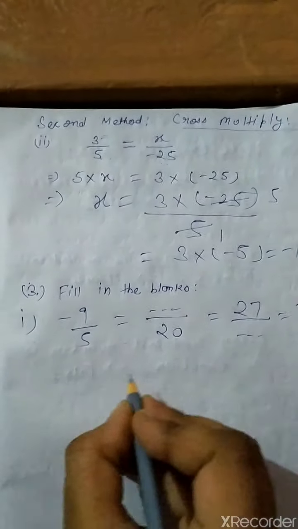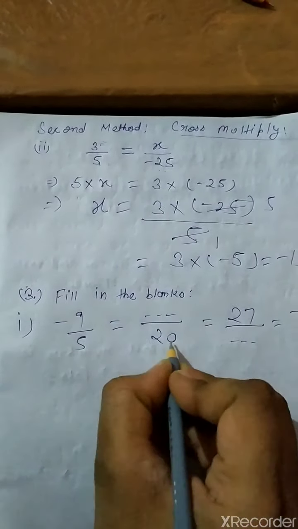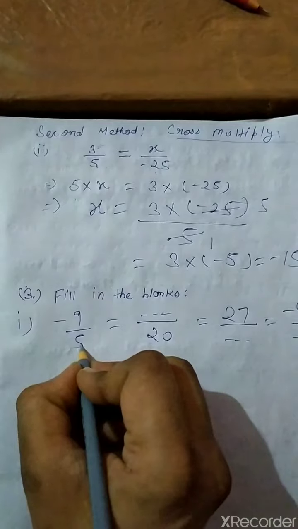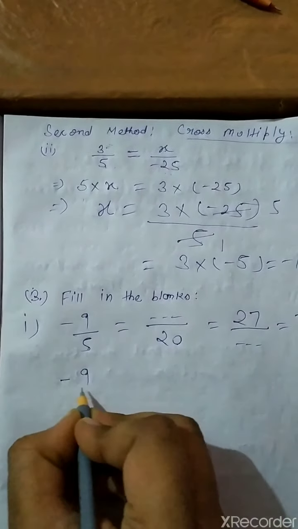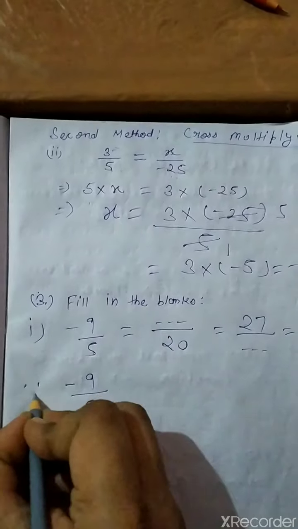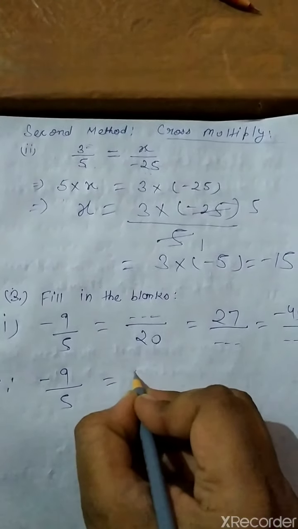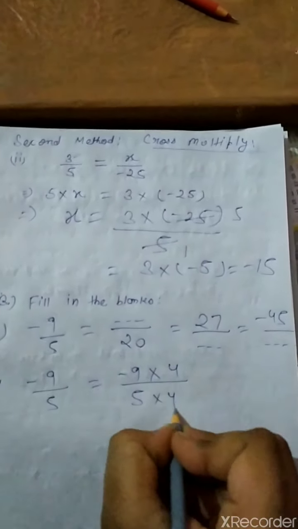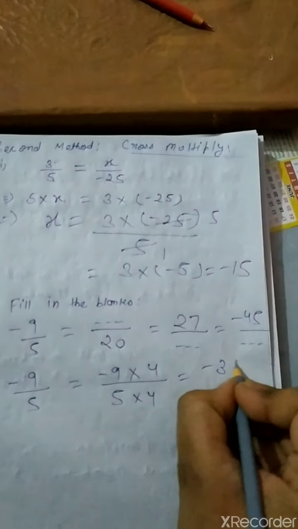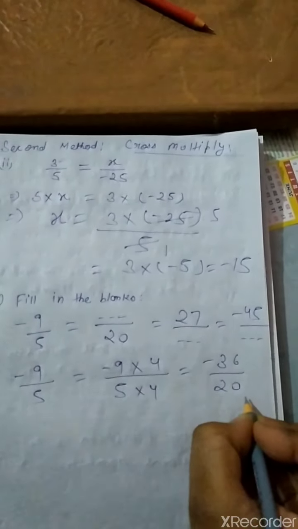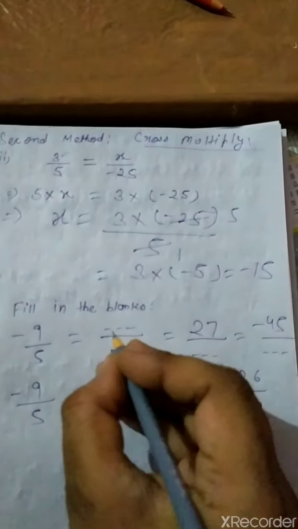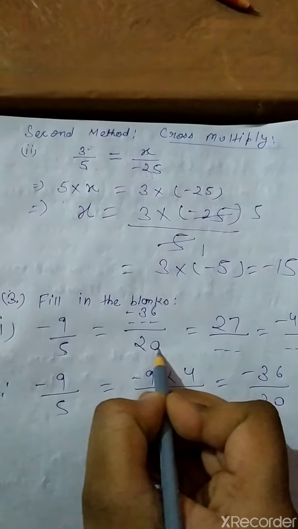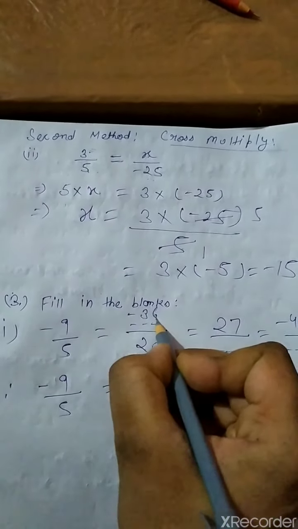If you want to make the denominator 20, then we have to multiply this 5 by 4. So minus 9 by 5 equals minus 9 into 4 by 5 into 4. So you will get minus 36 by 20. So here you will write minus 36, because the denominator is 20. If the denominator is 20, then the numerator is minus 36.